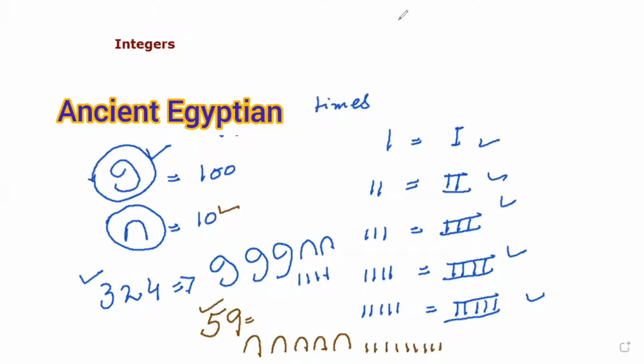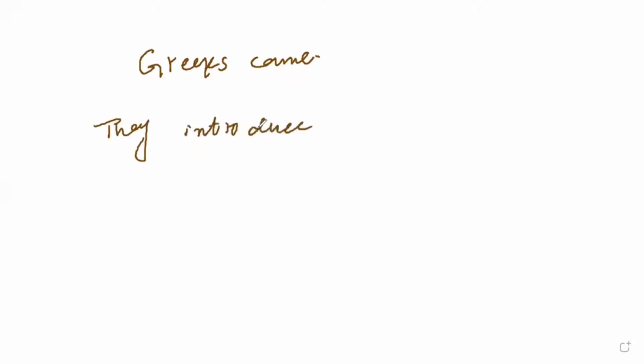So after Egyptians, who came? After Egyptians, Greeks came. And they basically introduced the numbers that we can see nowadays, for example, 1, 2, 3, 4, and 5. Okay, is it clear?